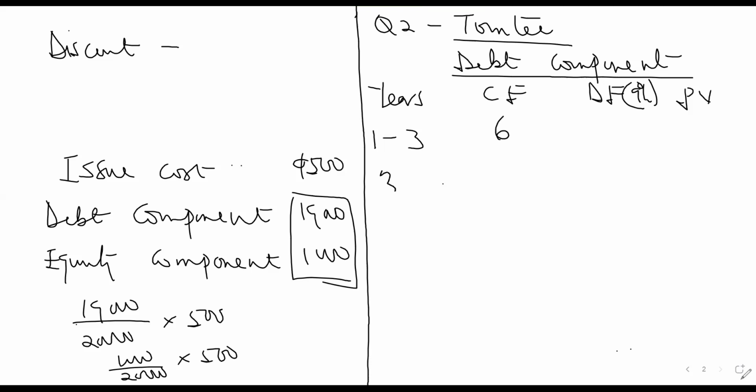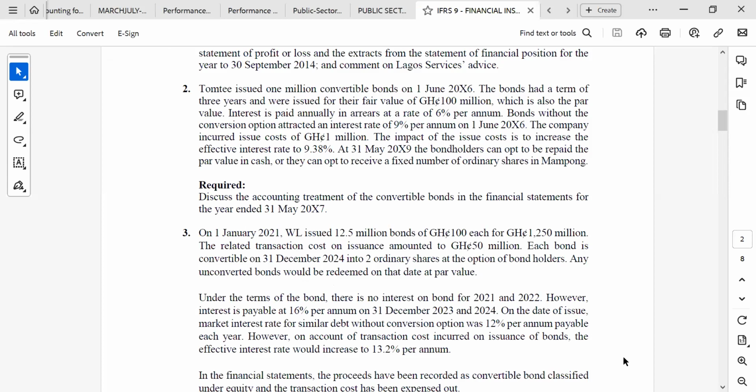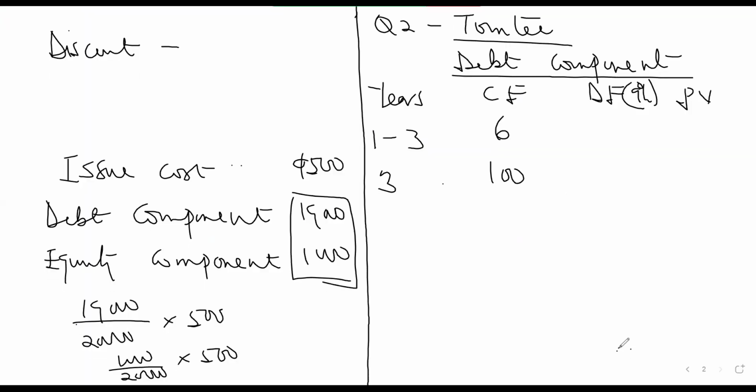Okay, at the end of the 3 years, what is going to happen? We are going to redeem the amount at par. Is it 106? No, at the end of the 3 years it will be 100, because the 6 is already captured in years 1 to 3, unless you are doing it one by one. So we are going to be paying the amount back at 100 Ghana cedis.